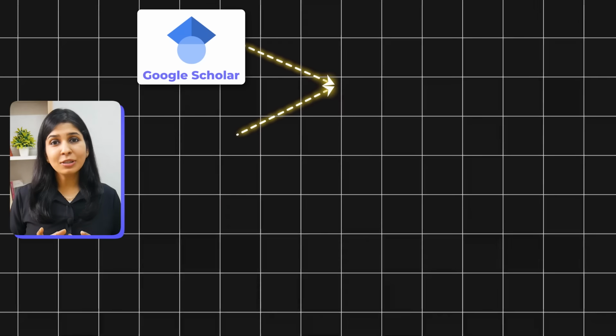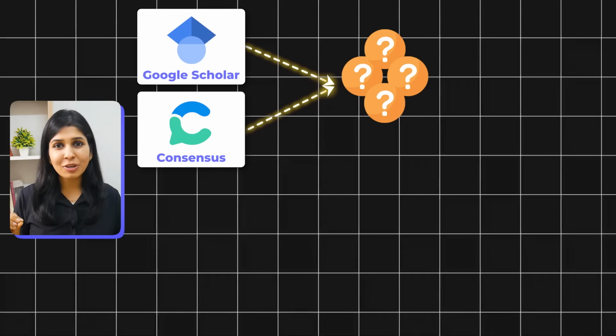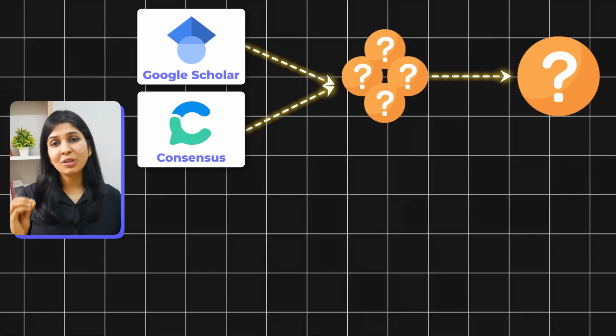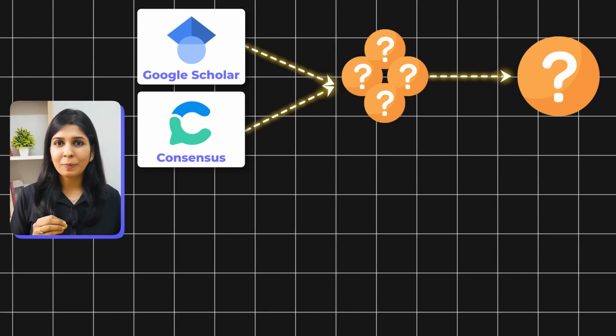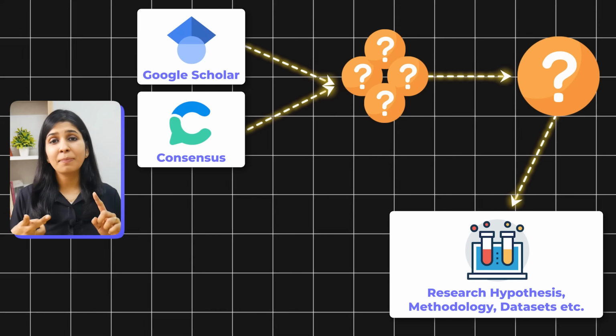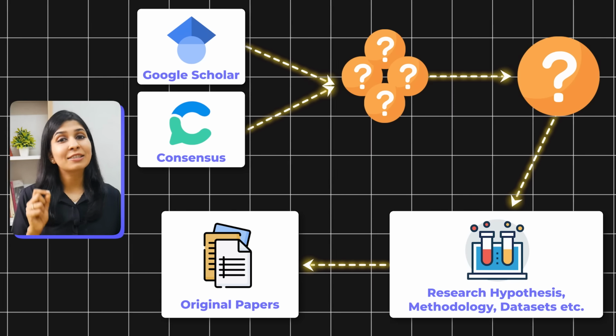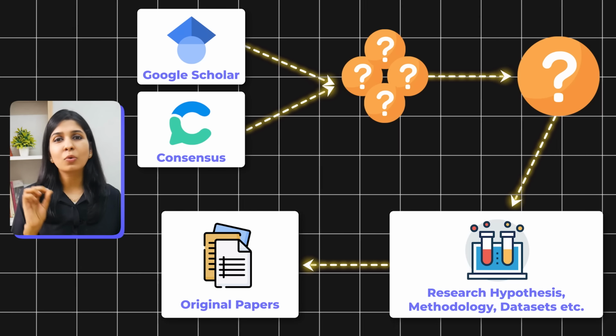Now, with the help of Google Scholar or Consensus, we've gone through multiple review papers to identify research gaps, and finalized a research gap that we would like to work on. Now it's time to finalize some of our research hypothesis, methodology, data sets, etc. And for that, we need access to original papers, even those which are behind a paywall. So now, let's understand how to access them for free.